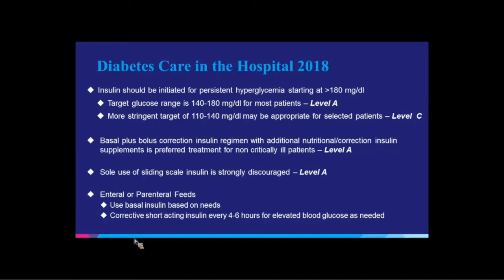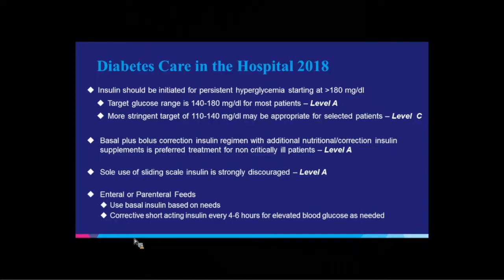They are coming out very strongly, level A, that basal plus bolus correction insulin with additional nutritional correction insulin supplements is preferred for non-critically ill patients. Sliding scale, strongly discouraged. Right, so that I think is the big one that maybe is a change for some of you. Maybe it's not. This is essentially saying that long-acting insulin with a set pre-meal insulin as well as additional coverage for elevated sugars that you have not accounted for before or for dietary changes or something like that.